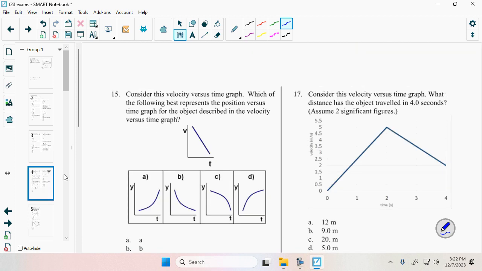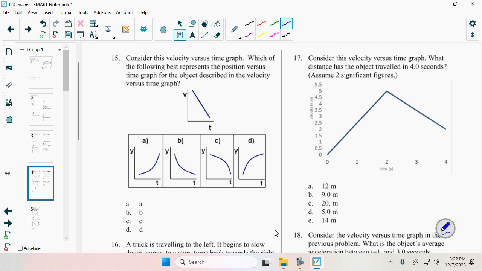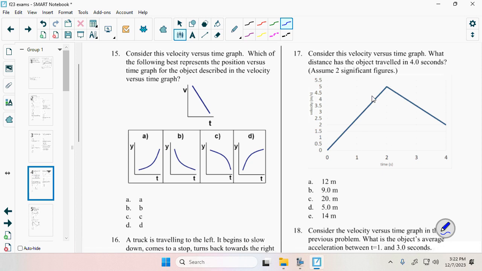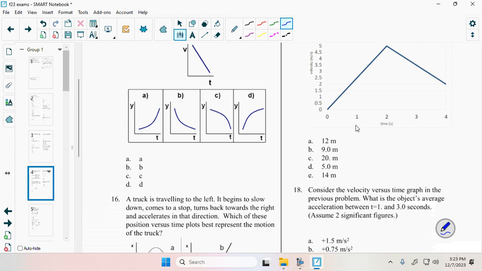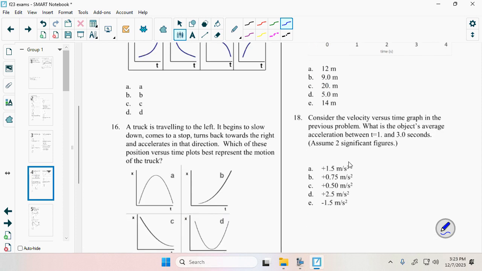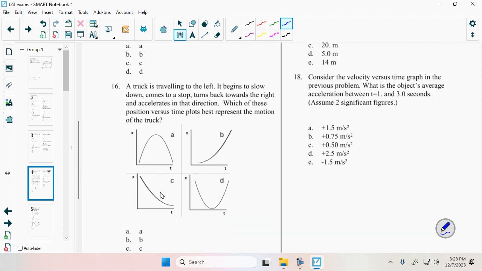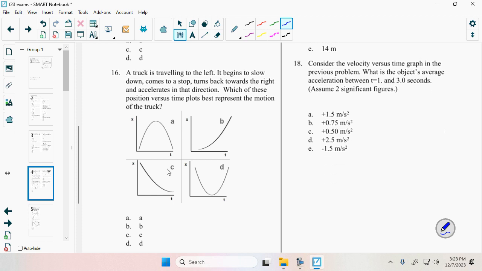Y'all holler. You're going to see graphs, both qualitative like this and quantitative like this, where you have to find the slope or the area under the graph. For this one, for example, you had to find the area. For this one, you had to find the slope. You're going to see questions like this where I'm asking you which graph describes the physical scenario.